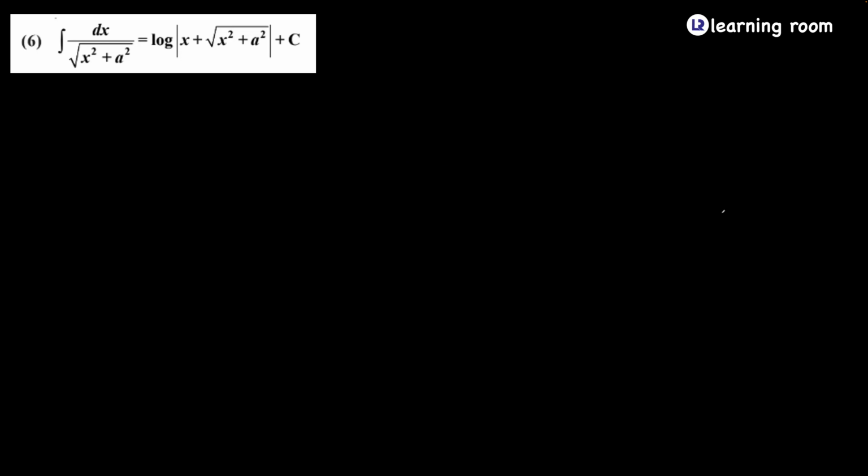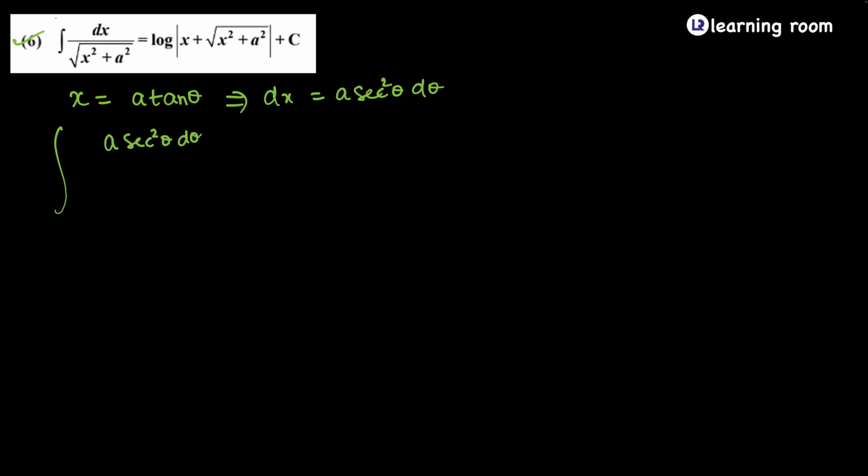Shall I proceed? So the sixth formula is integral of dx divided by root of x square plus a square, which is going to be log of x plus root of x square plus a square plus c. So here x square plus a square means what am I supposed to do? Put x is equal to a tan theta, which implies dx is equal to a secant square theta d theta. So integral of a secant square theta d theta, the whole divided by root of x square plus a square. So it is a square plus a square tan square theta.